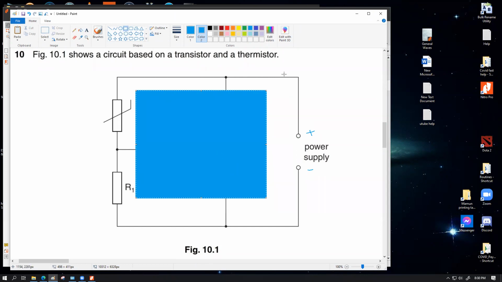This power supply is definitely getting divided by the effect of this thermistor and this fixed resistor, which will define how much voltage will be available here. Now, an interesting point for you to understand. If the thermistor has a high resistance, then this will eat up most of the voltage of the supply, or a significant portion of it. So this one will have a lower voltage value.